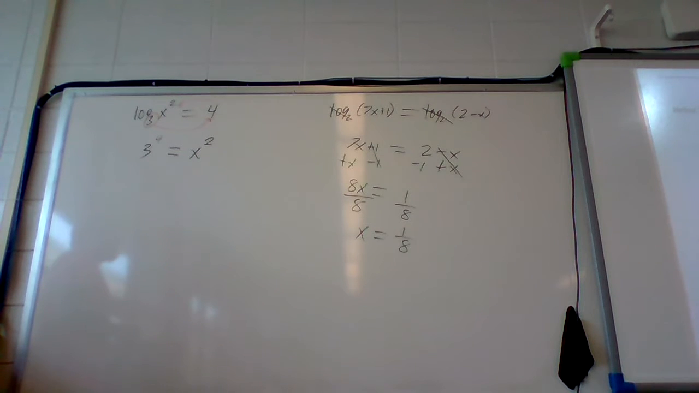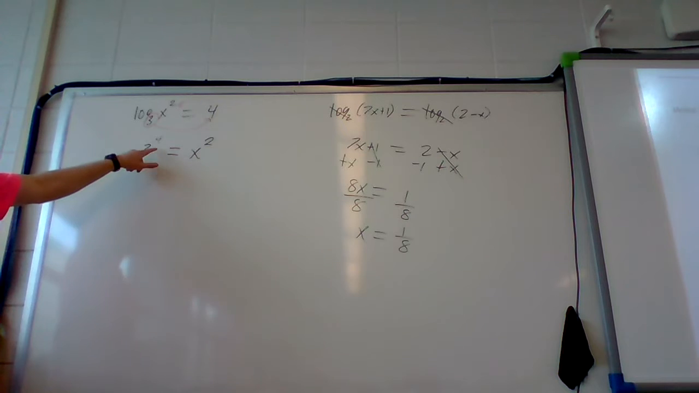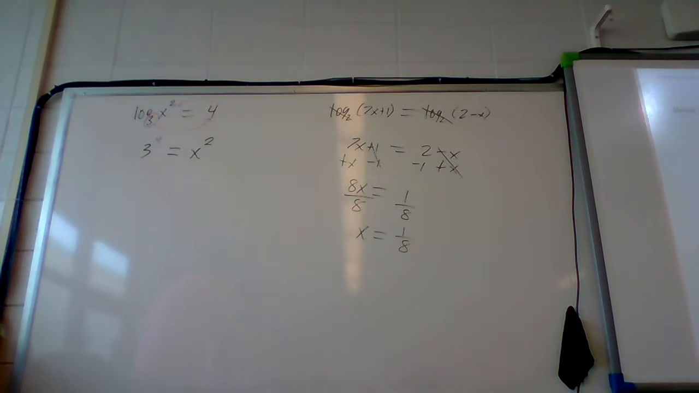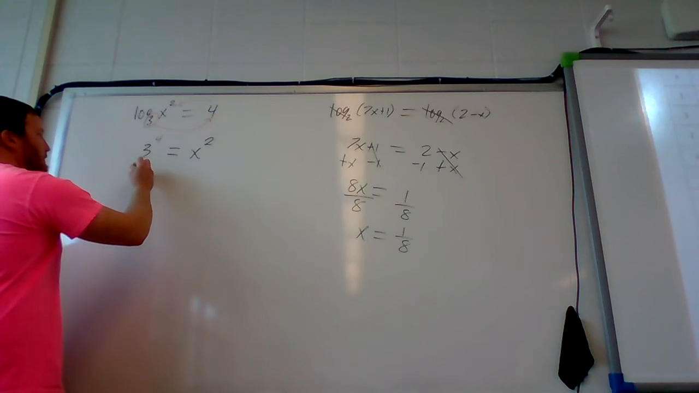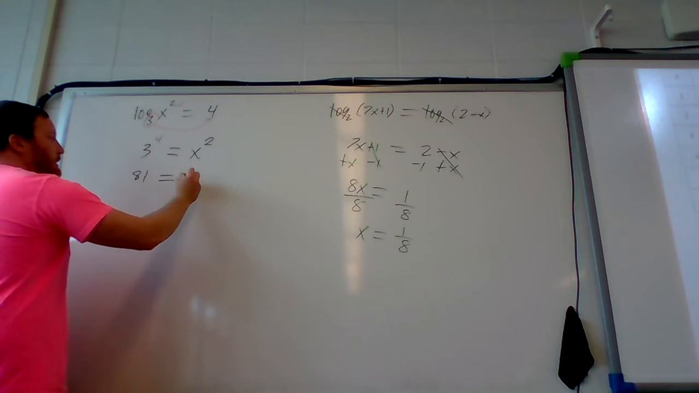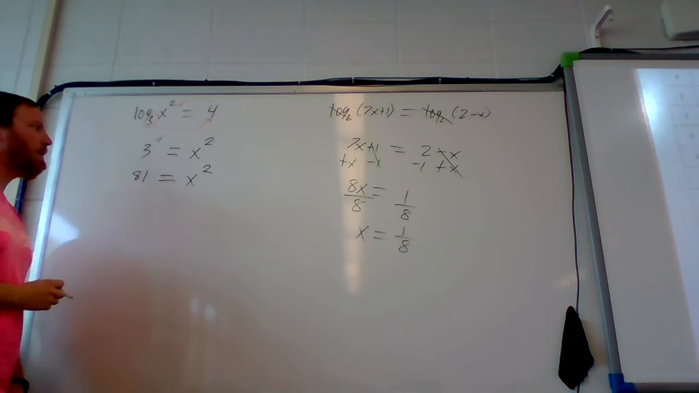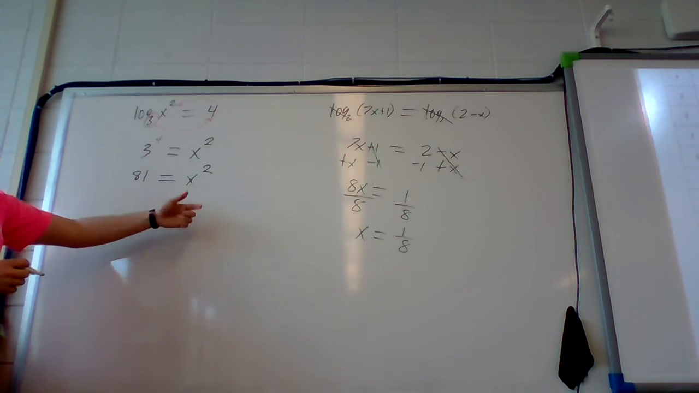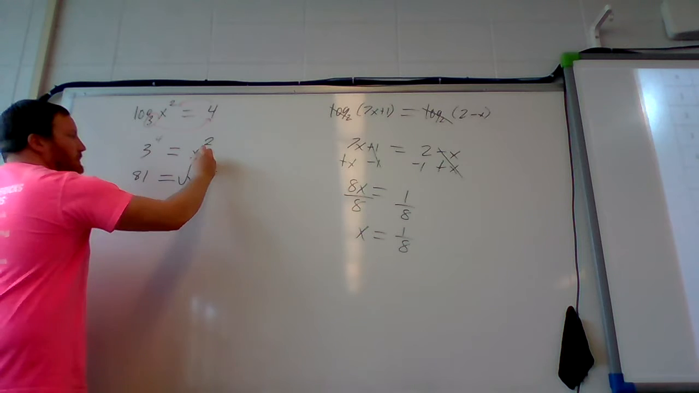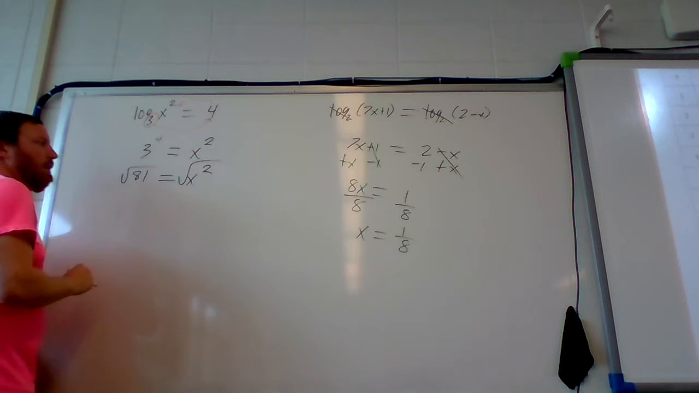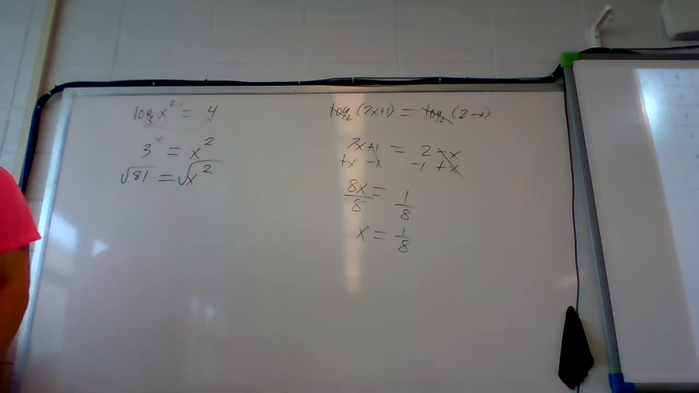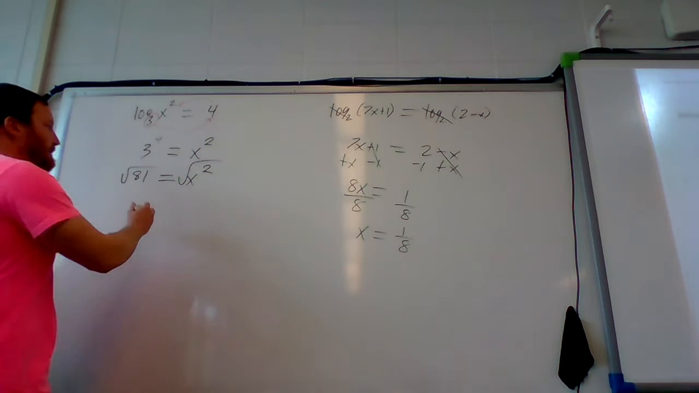And so then what we want to do is figure out what 3 to the 4th power is, so we can use our power chart to answer that question. So 3 to the 4th power is 81, equals x squared. Then we can take the square root of both sides. We get rid of that squared on the x, and that is going to give us plus or minus 9 for our x values.